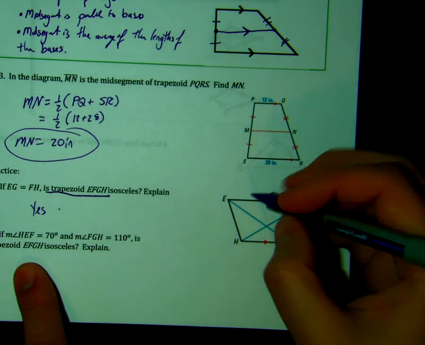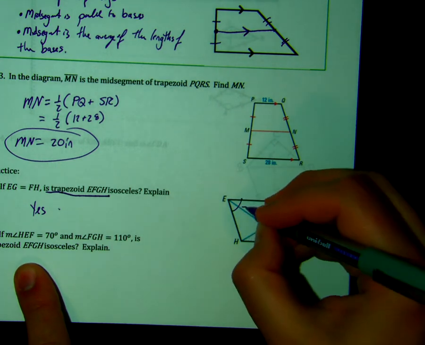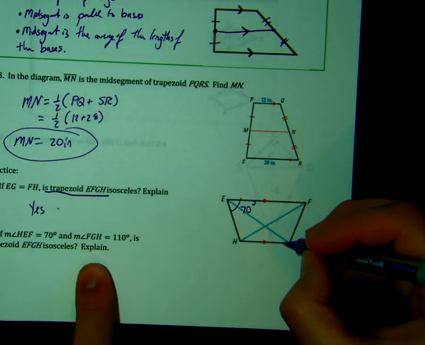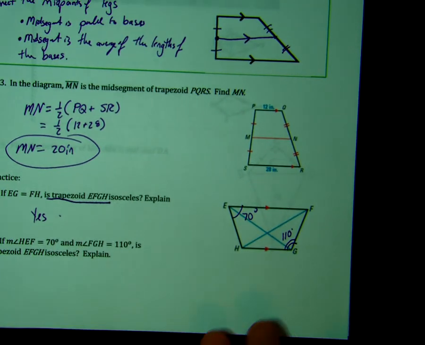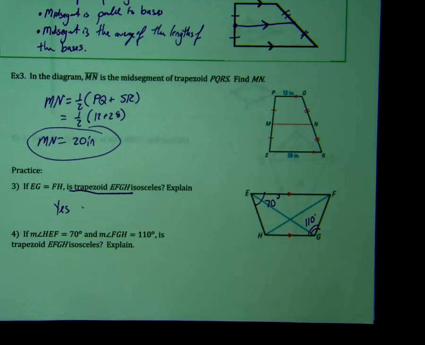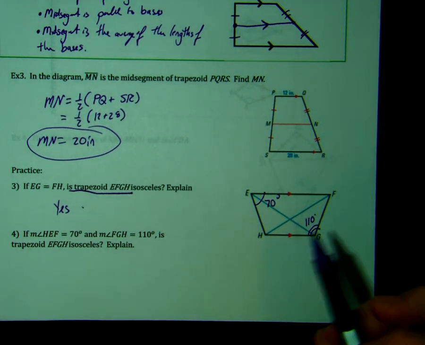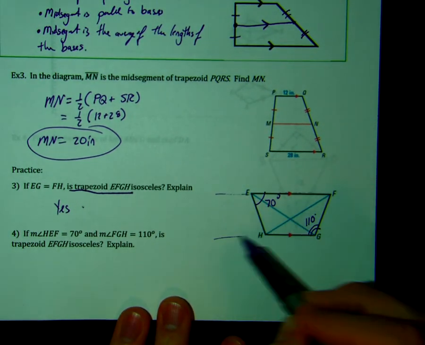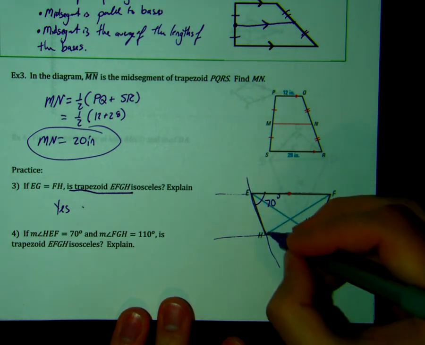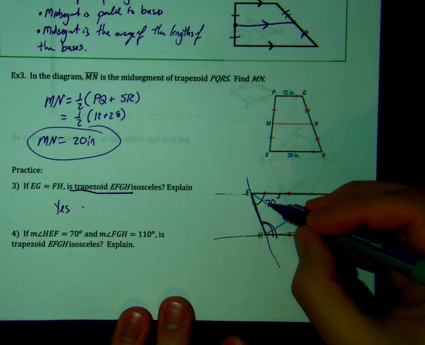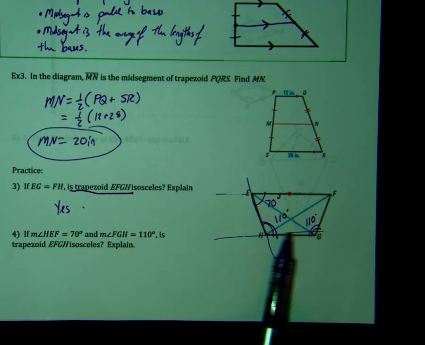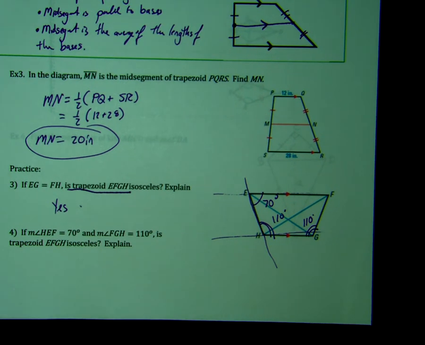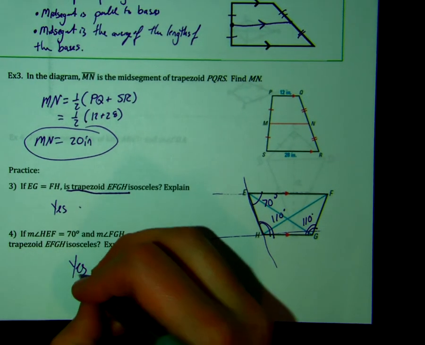Now here, if HEF, which is this angle up here, is 70 degrees, and this angle down here is 110 degrees, can we show that this is isosceles? And the answer again is yes. You have to do one intermediate step, which is looking at these parallel lines cut by a transversal. These are consecutive interior angles, so they are supplementary. So if this is 70, this is 110. And now you have a pair of congruent base angles, which leads this to being isosceles.